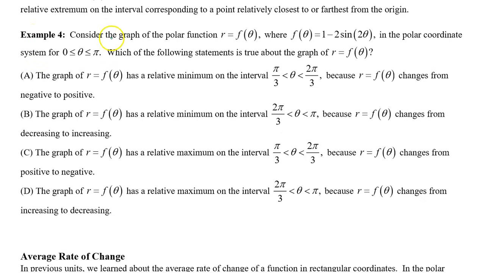Example 4. Consider the graph of the polar function r equals f of theta, where f of theta is equal to 1 minus 2 sine 2 theta in the polar coordinate system on the interval from 0 to pi. Which of the following statements is true about the graph of r equals f of theta? Let's make a rectangular graph for f of theta.